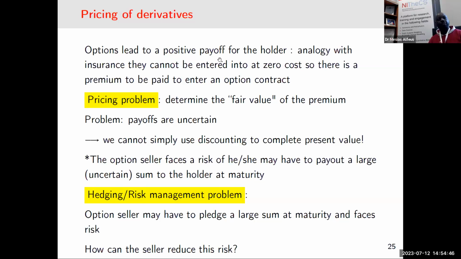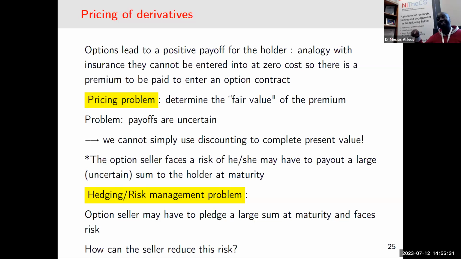An option leads to a positive payoff for the holder, which is the same as an insurance contract. So that means entering it doesn't cost 0. You have to pay some amount. So if you are working on a pricing project to price some contract, you want to determine the free and fair value for that contract. The pricing problem is to determine the fair value of the premium, but the problem is the payoff is uncertain.